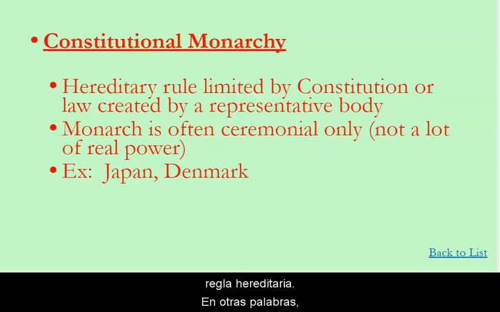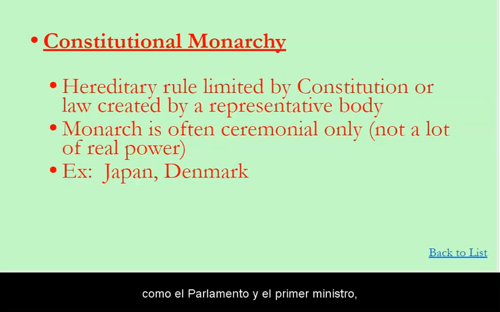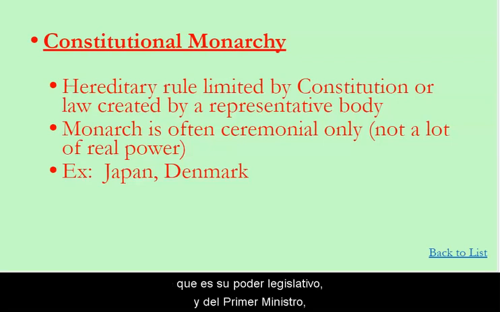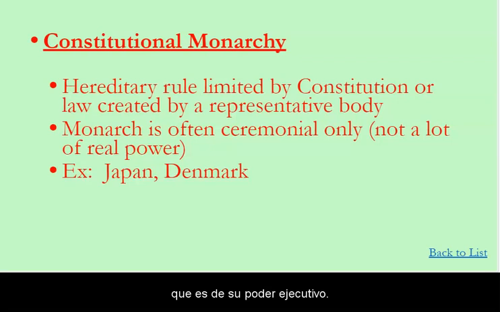In other words, there's a king or a queen that's born into this position, but their power is very limited by that constitution. The Constitution will say the king or queen can only do these very specific things, and then the legislative and executive branches, like the Parliament and the Prime Minister, they actually run the country. So in the United Kingdom, for example, Queen Elizabeth doesn't have hardly any power at all. Really, the power comes from Parliament, which is their legislative branch, and the Prime Minister, which is from their executive branch.